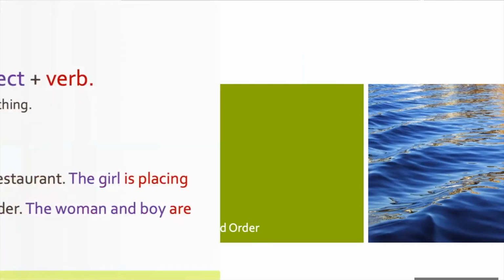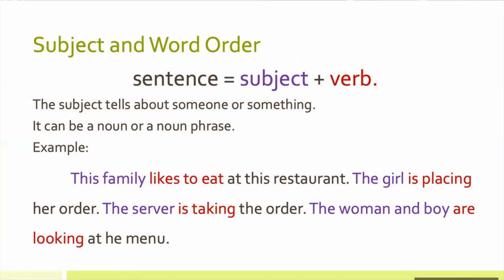So we have a sentence and word order. The sentence is the same as a subject plus a verb. A sentence equals a subject and a verb. If you have a subject and you don't have a verb, then it's a phrase. If you have a verb or a predicate without a subject, it's a phrase. In order for it to be a sentence, it has to have a subject and a verb.